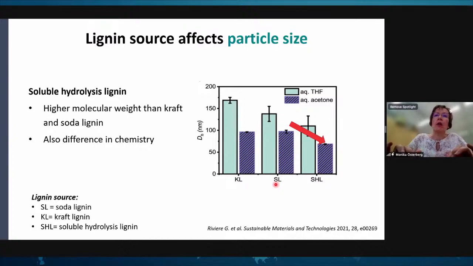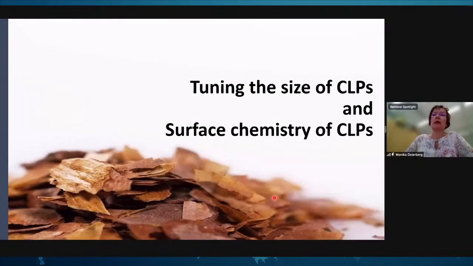But of course, in reality, you can't always choose the molecular weight or choose the lignin you have. You probably have one lignin that you need to use. So is there any way we can tune the size irrespective of what lignin we are working with? And yes, there is one easy way. So that I will show you next. And then I will continue to talk a bit about the surface chemistry of these lignin nanoparticles.